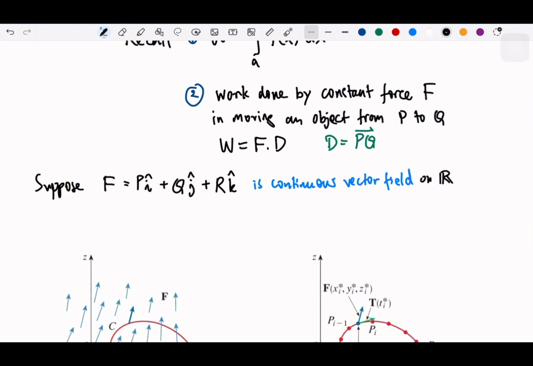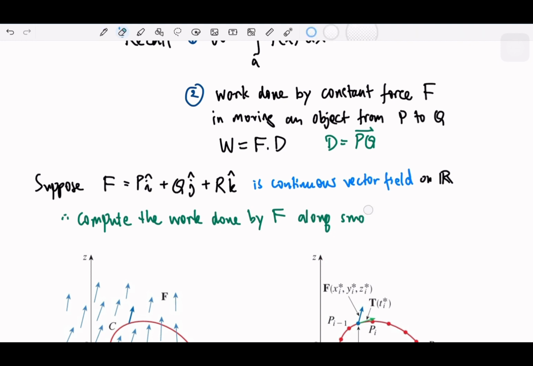So we want to measure, or we want to compute, the work. So let me write here. Our goal is to compute the work done by this F along a smooth curve. So now it's not moving an object from P to Q only, but we have a definition of a curve. Suppose the curve is a curve C.